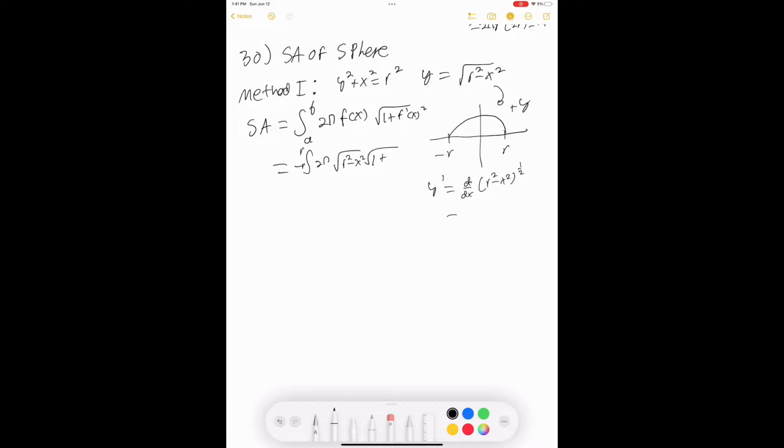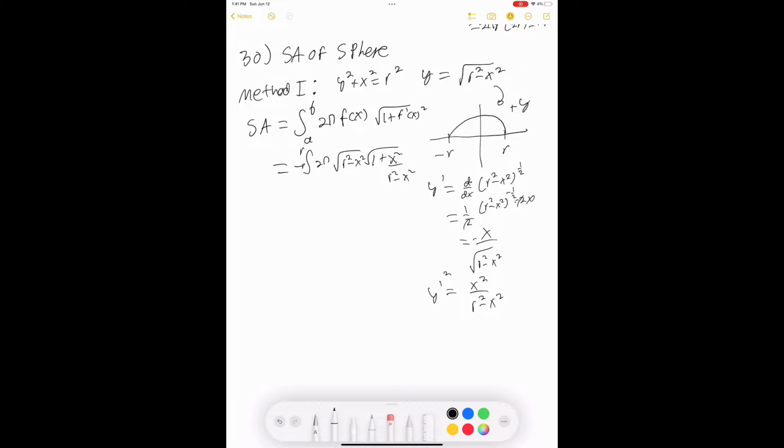Well, we're going to bring that 1/2 down. We're going to go r squared minus x squared to the negative 1/2, and we're going to multiply by negative 2x, right? So that's going to give us, it should be negative, but it's not going to matter because we're squaring it, negative x over the square root of r squared minus x squared. And when we square that function, we're going to get x squared over r squared minus x squared, right?